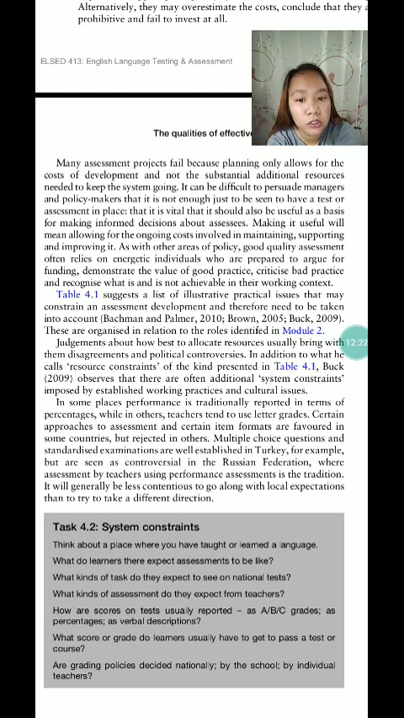Multiple choice questions and standardized examinations are well established in Turkey, for example, but are seen as controversial in the Russian Federation, where assessment by teachers using performance assessments is the tradition. It will generally be less controversial to go along with local expectations than to try to take a different direction.